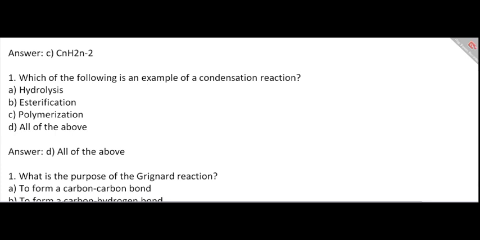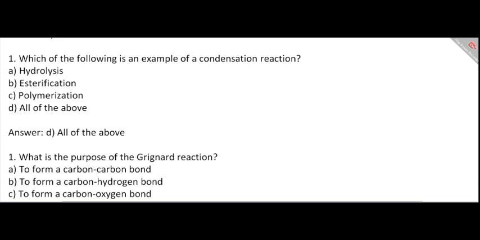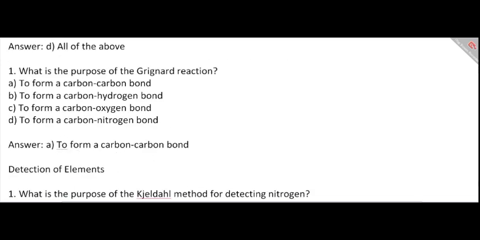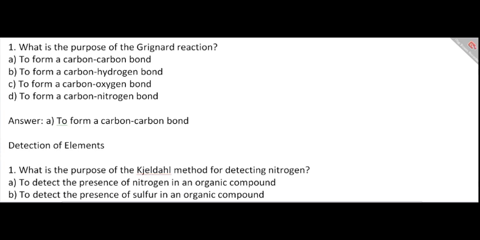Another thing is that in order to initiate the Grignard reagent reaction, we can use it in a certain reaction where ketones and aldehydes are converted into alcohols. Why? Because its purpose is to form the carbon-carbon bond. So to make that attachment, we can use this reagent.